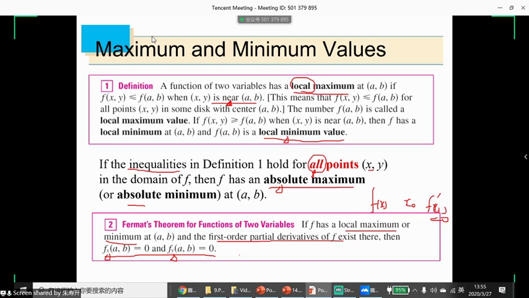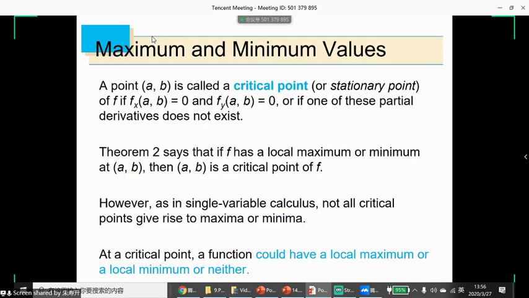Everyone okay? Okay, this is the definition and the property for the maximum and the minimum. Here is the definition for critical points. A point (a, b) is called a critical point or stationary point if the partial derivatives equal 0, or one of these partial derivatives doesn't exist. These two cases are called critical points.